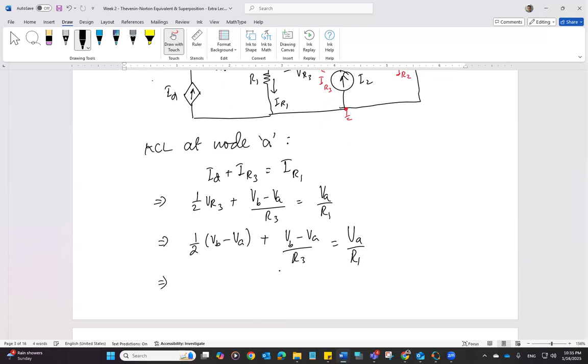Let's write down VA first. I'm going to take both of these on the other side of the equation and make VA positive. So VA will be equal to 1 over R1 plus half plus 1 over R3. And now the VB terms go on the other side of the equation and both become negative, so negative VB times 1 half and 1 over R3, and this is equal to 0. So that's my equation number 1 in terms of VA and VB.